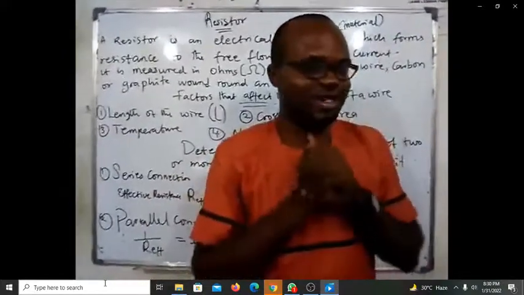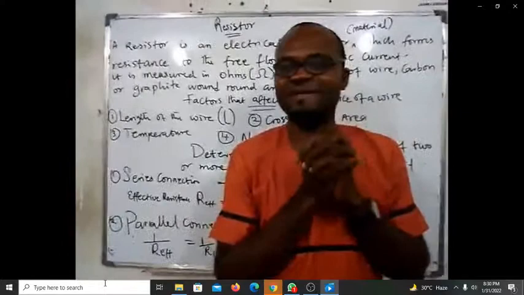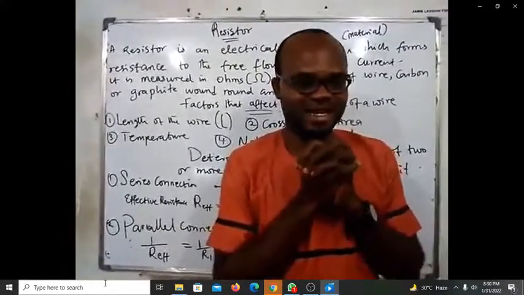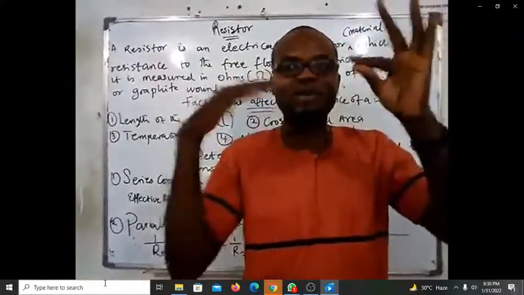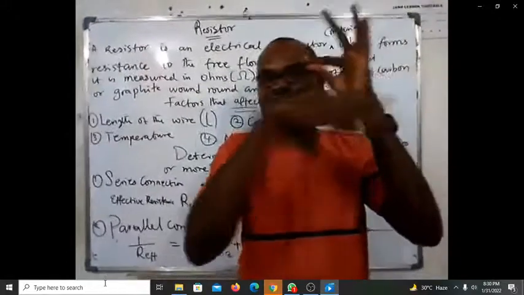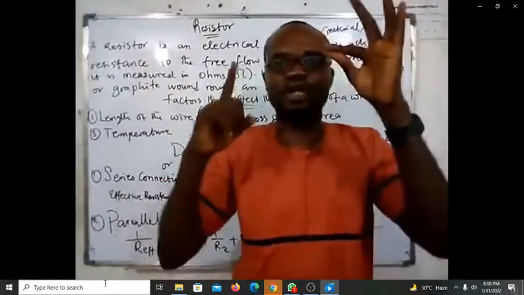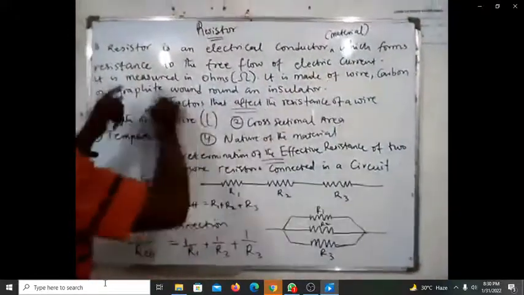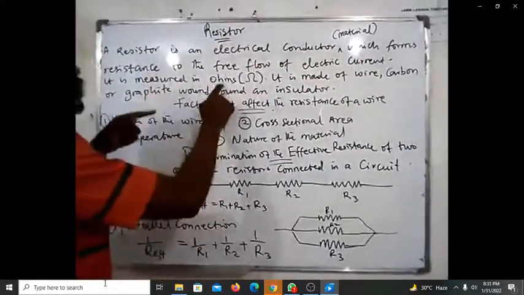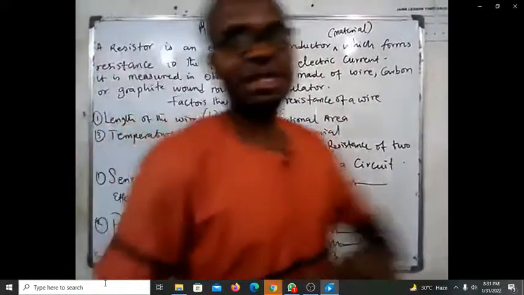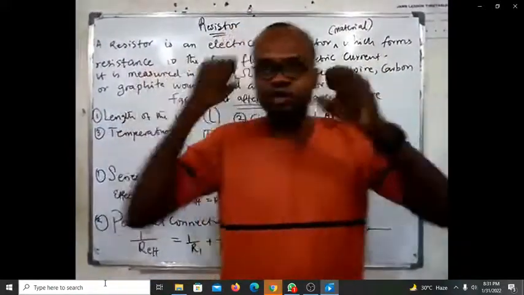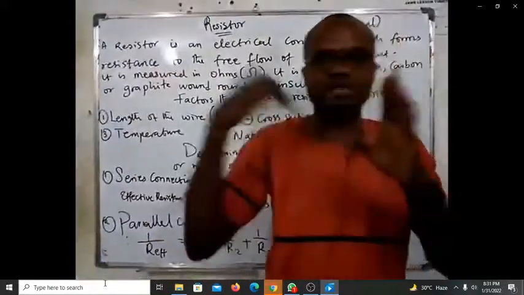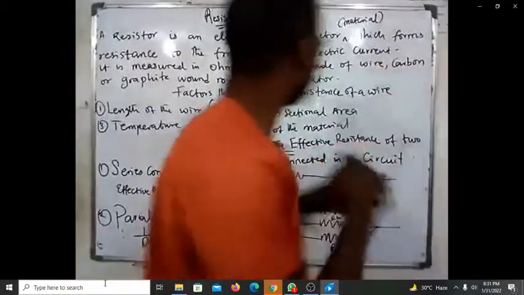A resistor. It's known as a what? Resistor. Is that clear? That component that prevents the free flow of electric current in an electric circuit is known as a what? Resistor. Is that clear? And this resistance is measured in what? Ohms. You understand? The ability of a resistor to resist the free flow of current is measured in what? Ohms.